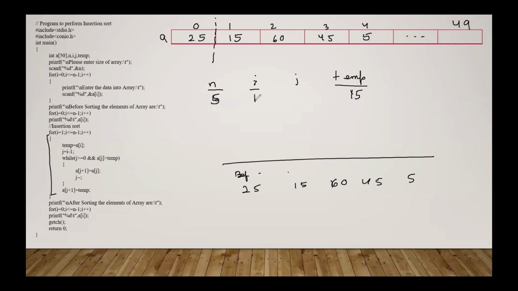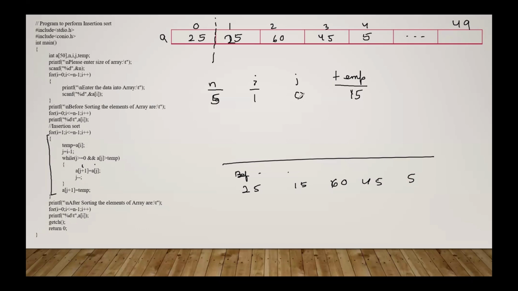What is j? i minus 1 means 0. While j is greater than or equal to 0, yes, it is true. And a[j], means a[0] right now, is greater than temp. What is a[0]? 25 is greater than 15. If it is true, then what happened? We have to perform this operation, a[j+1]. j is 0, j+1 means a[1]. Store which value? a[j] value. So a[1] means this one. Now this one stores which value? This value. So what is this value? a[j] value is 25. So now 25 is stored in which location? This location.